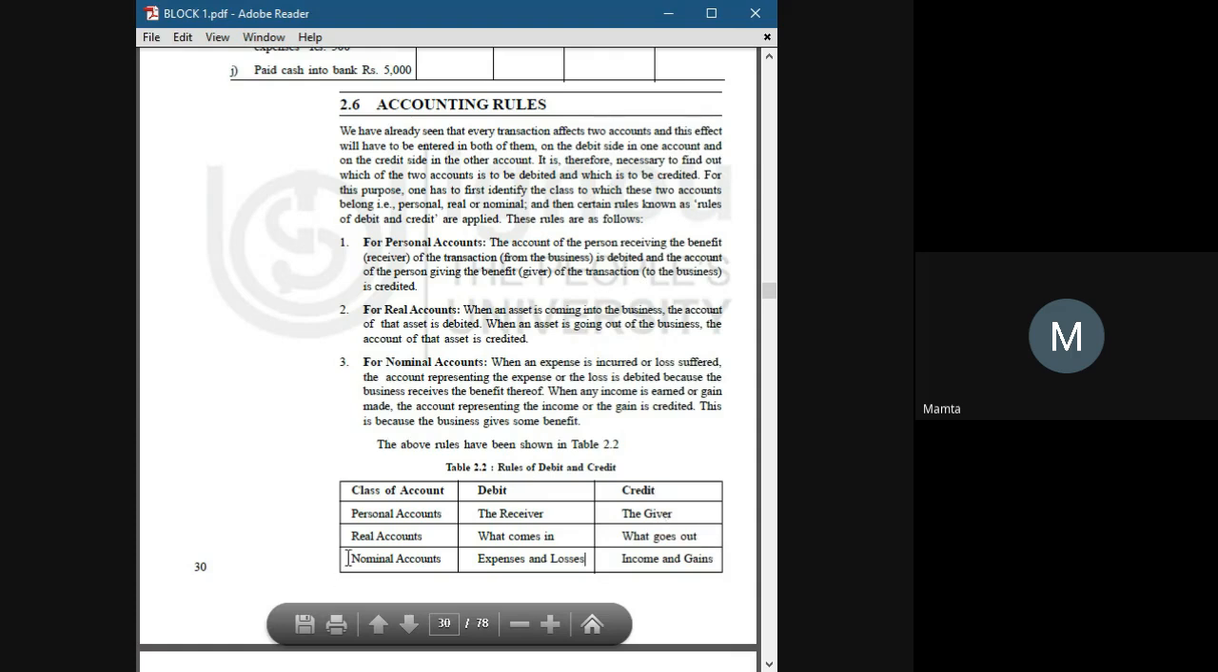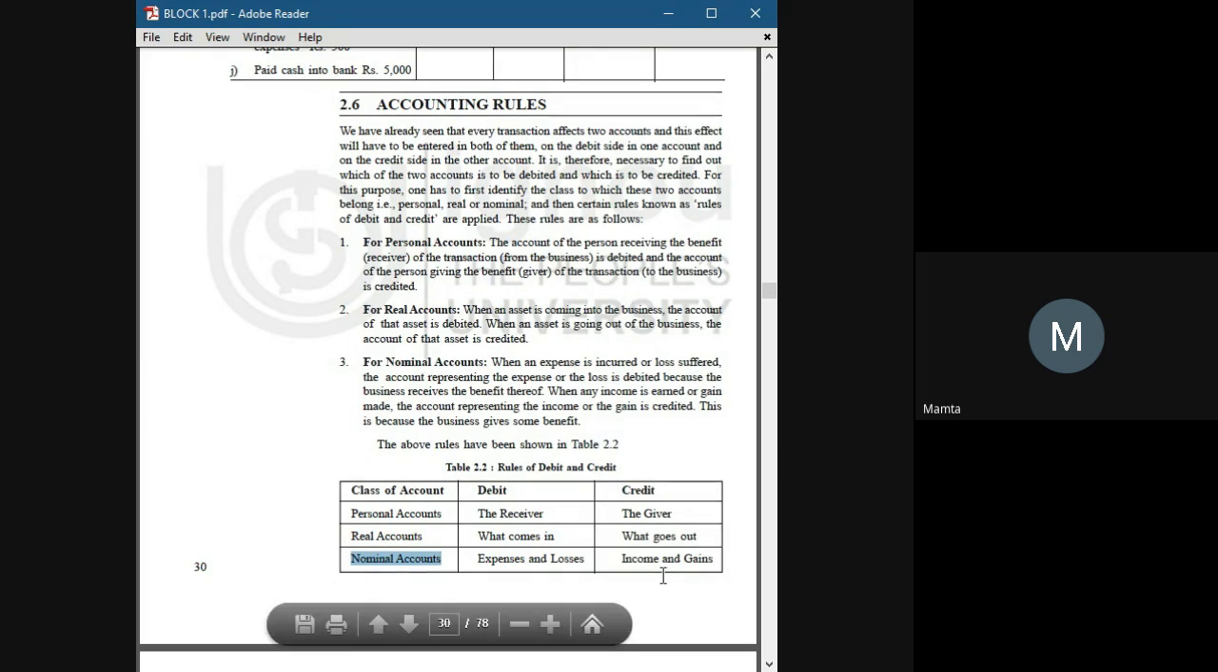Nominal account. Debit expenses and losses and credit income and gains. Like you have paid salary to your employees. Salary is an expense for you. So what will you do? In this case, salary account debit to cash.